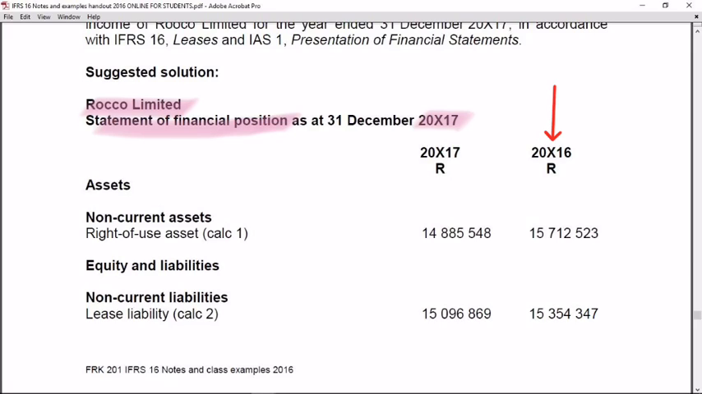Under assets, we will then have as non-current assets the right of use asset. It is important that you note that I present the right of use asset as a separate line item. It is not included in your property, plant and equipment line item. Let's have a look how we calculated those balances. The right of use asset will be presented on the face of the statement of financial position at the respective carrying amounts.